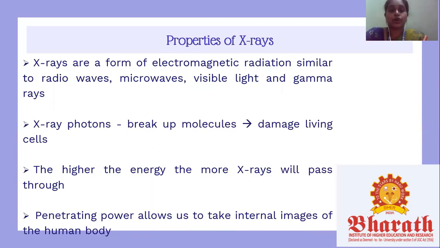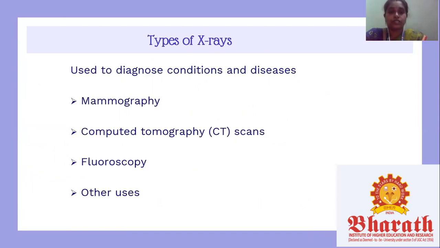The types of X-rays. There are many types of X-rays that are used in diagnosing conditions and diseases. The following are some examples, like mammography. It's a type of X-ray radiograph that is used to detect breast cancer.